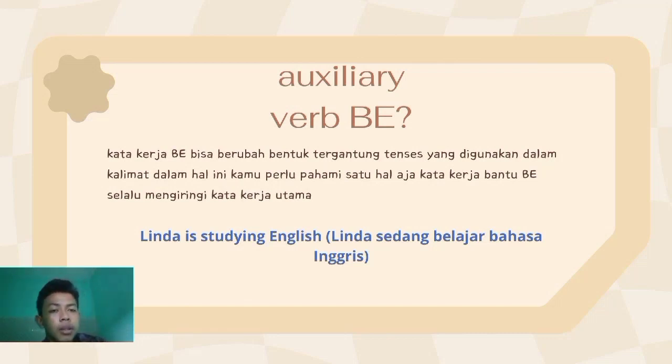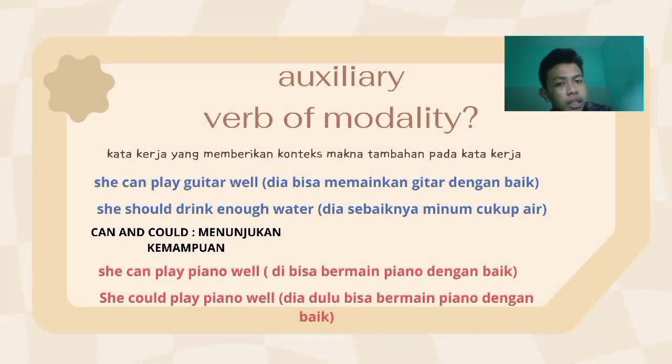The following are examples of auxiliary verbs that you need to know. The second is the auxiliary verb of modality. It is a verb that provides additional meaning context to the verb. Pay attention to the following example. She can play guitar well. Dia bisa bermain gitar dengan baik. Play is the main verb and can is an auxiliary verb, but the word can means that the subject has the ability to play the guitar well.